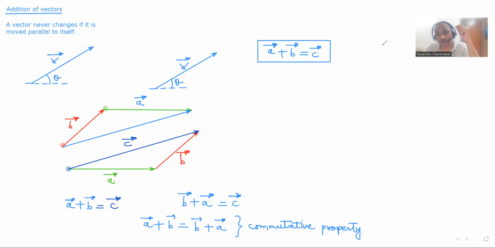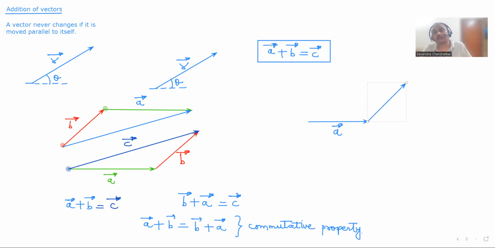Sorry, can you please repeat? If A is 5 and B is 2, what will the value of C be? The challenge is that you have not mentioned the direction of A and B. You have to mention it, right? Same thing. A is east, B is northeast. So this is A, the same diagram. A is east, right? And B is northeast.